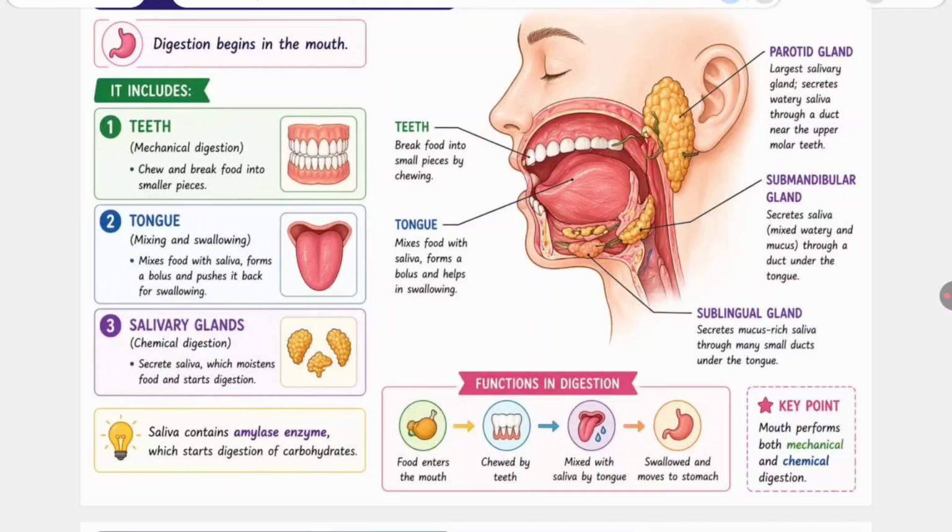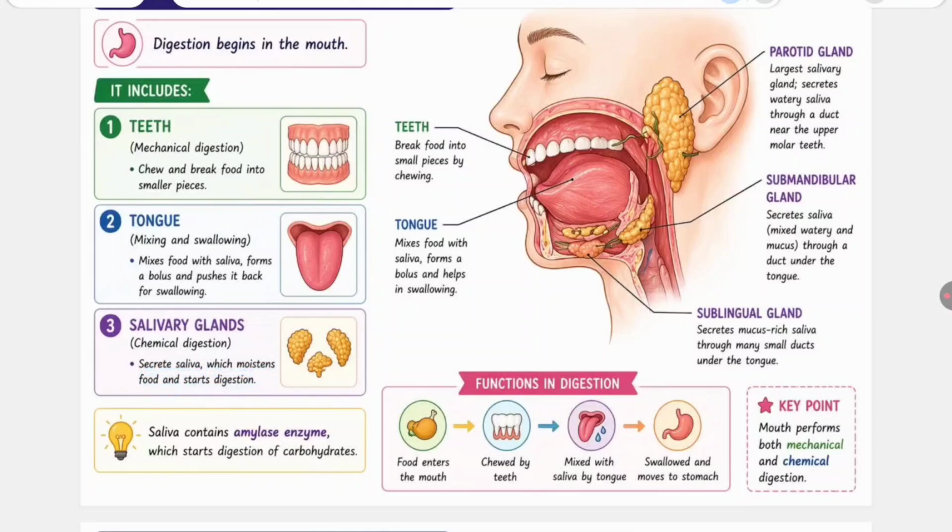Already everyone knows the function of the teeth and the function of the tongue. The main one is the salivary gland, which I will explain. The tongue means mixing and swallowing the food. It mixes food with saliva and pushes it back for swallowing. Next, the salivary gland means chemical digestion. It secretes saliva, which moistens food and starts the digestion.